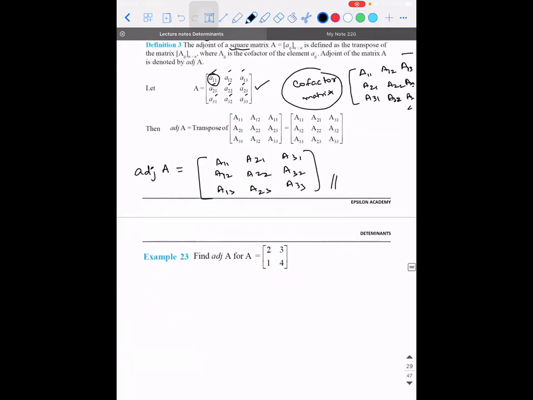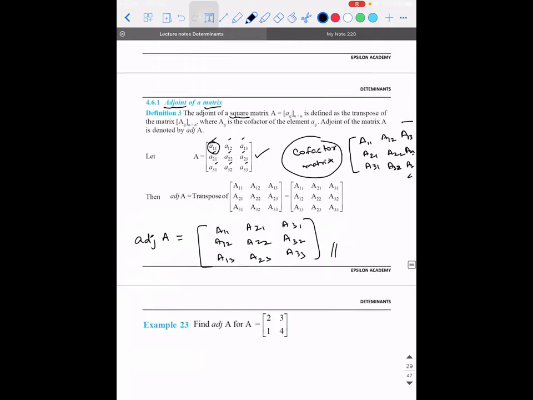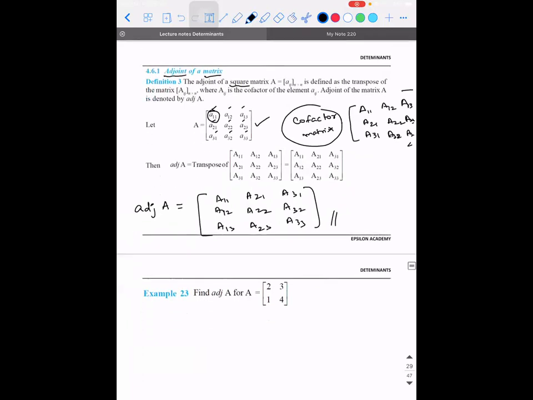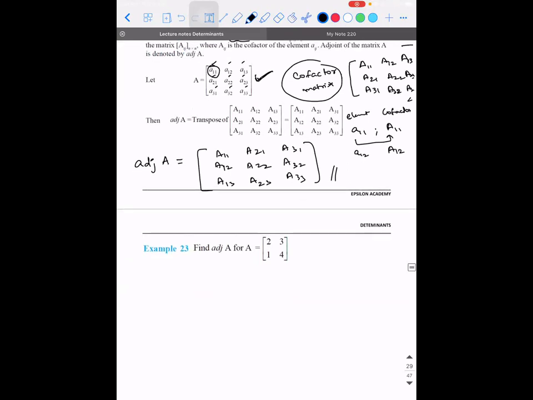Sir, can you repeat this? Did I repeat something? You want me to repeat the concept? Yes, sir. Okay. See, you understood what is a cofactor, right? For A11, if you find the cofactor, this is the element and this is the cofactor. For the element A11, the cofactor will be capital A11. Similarly, for A12, it will be capital A12. For this matrix, how many cofactors will you find? How many elements are there? 9. So you'll find 9 cofactors, right? Those 9 cofactors, can you arrange them in a 3 by 3 format?